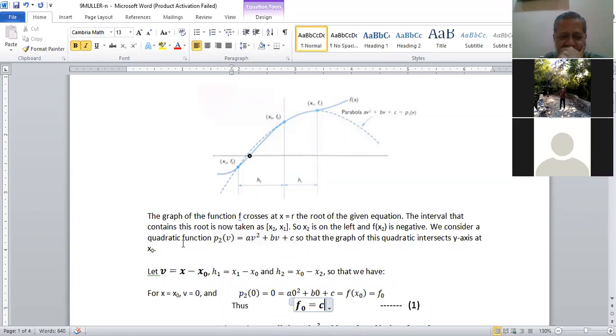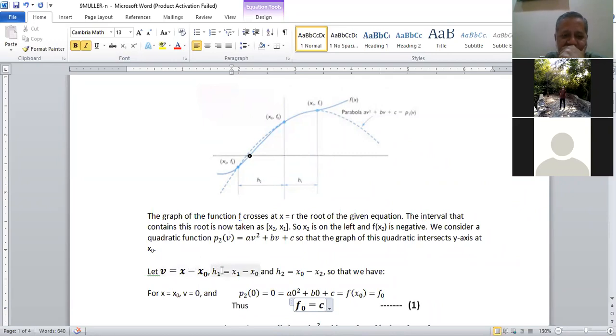This x naught is supposed to be the point where the parabola intersects the y-axis. Now, the dotted line parabola is intersecting the y-axis here. So, इसका जो x है वो x naught कहलाया, और new variable v जो हम introduce कर रहे हैं वो x minus x naught है.